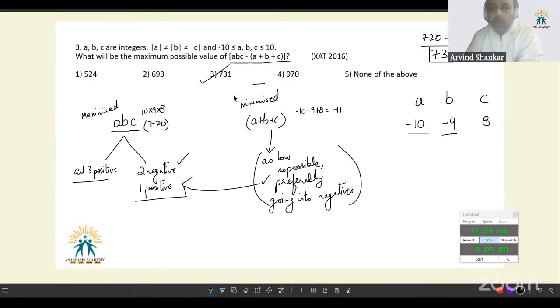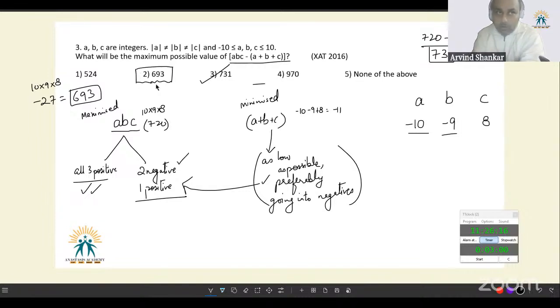A very common wrong answer that people had gotten here, because they had gone with all three positive, was the same: 10 into 9 into 8 minus 27, which will get you to 693. And the question setters are smart enough to realize this is the common error that people would make, and they've also provided that as an option. But you had to be mindful of the fact I can bring in negative numbers. Let me not avoid that possibility. Wonderful. Next question then.